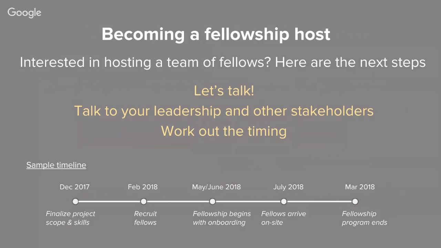If you look at the sample timeline at the bottom of that slide, if we start working together with our government partners at this point, we're going to look to start recruitment for our next cohort of fellows early next year, and then look towards a May, June start date for our next set of government partners.